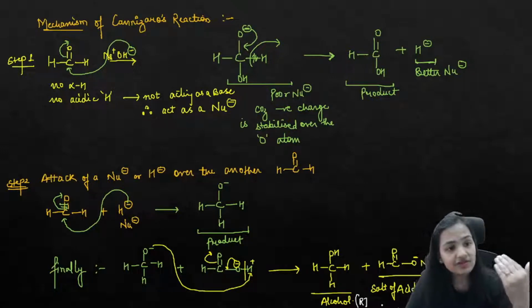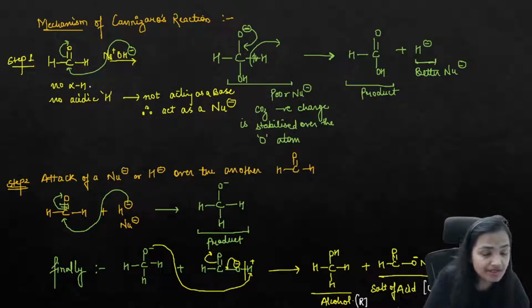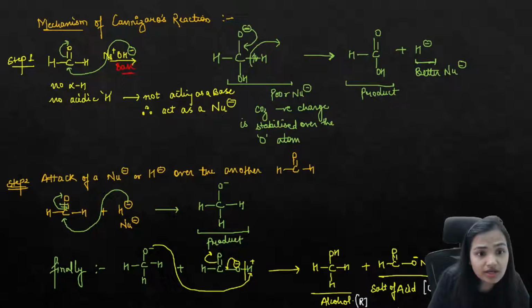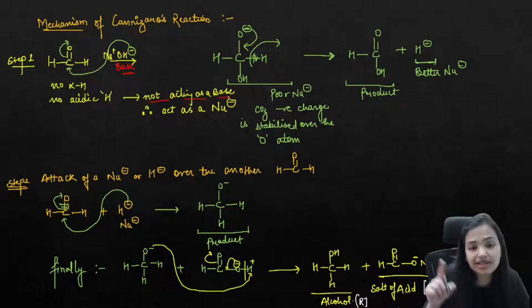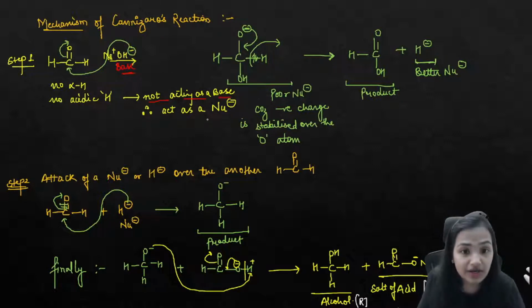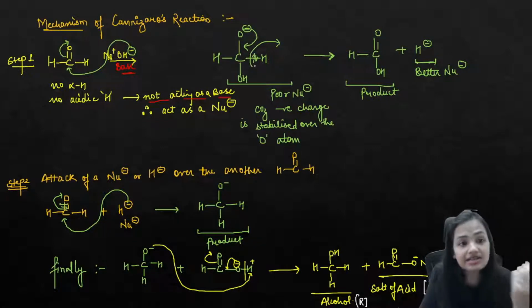So the very first step in the Cannizzaro, let us have a quick recap. In the case of the Cannizzaro, this was a base, but it was not acting as a base. Why is it not acting as a base? The reason being, we don't have any acidic hydrogen. So ultimately it has to act as a nucleophile and attack as a nucleophile. And since it was attacking as a nucleophile, we got this as the species.